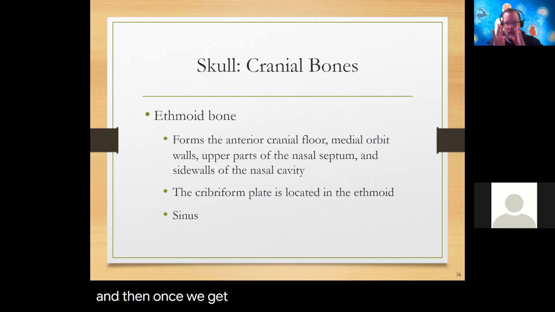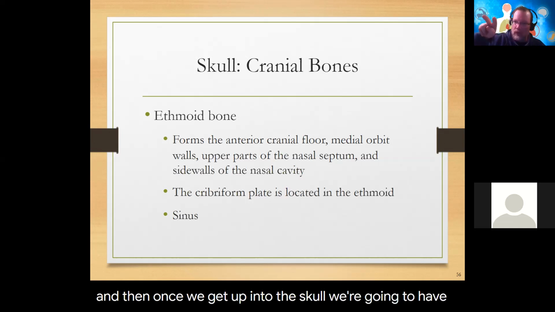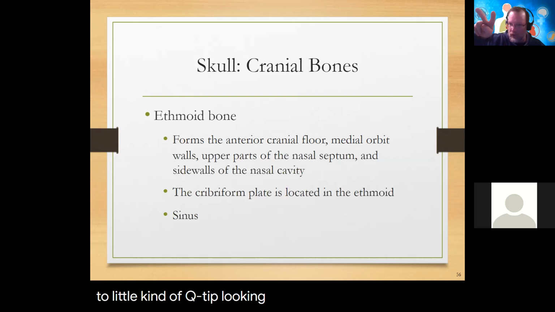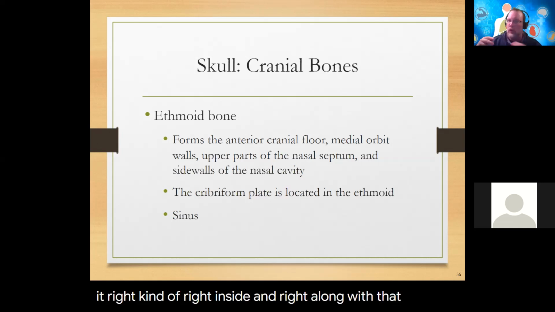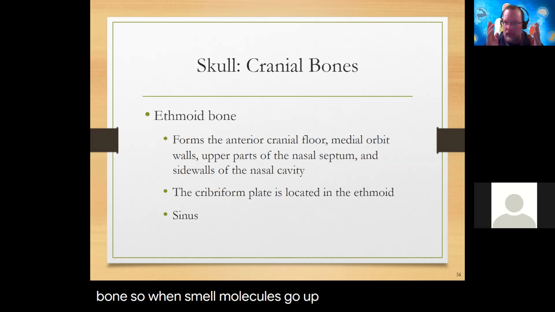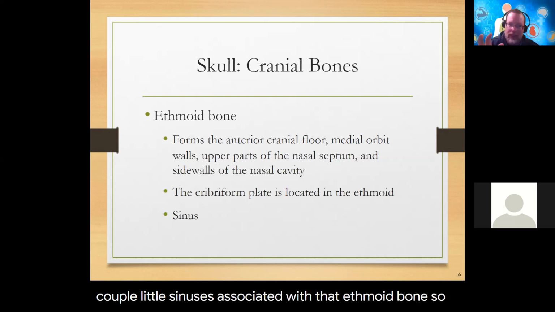And then once we get up into the skull, we're going to have two little Q-tip looking nerves with nerve bulbs that sit right inside and right along with that ethmoid bone. So when smell molecules go up into the nasal cavity, they're going to pass through the little pores or perforations of the ethmoid bone en route to what we call the olfactory nerves in the olfactory area that will eventually go to the olfactory region of the brain. So that sense of smell is going to pass through the ethmoid bone. There also happen to be a couple of little sinuses associated with that ethmoid bone. So we'll see that coming up as well.